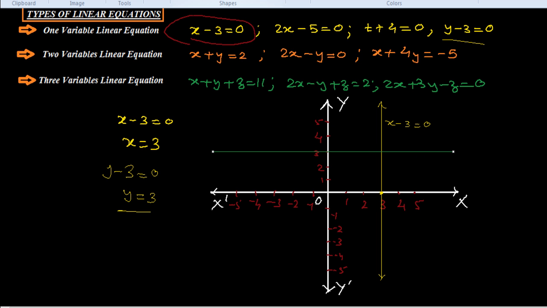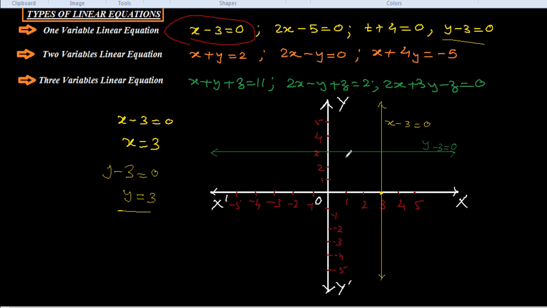So this line is y is equal to 3. Yeah, y minus 3 is equal to 0. So in this way we could easily draw the line on graph. So you see here the one specific characteristic of one variable linear equation, these are always parallel to an axis. So if it is in the terms of x, it would be parallel to y axis. If it is in terms of y, it is parallel to x axis.